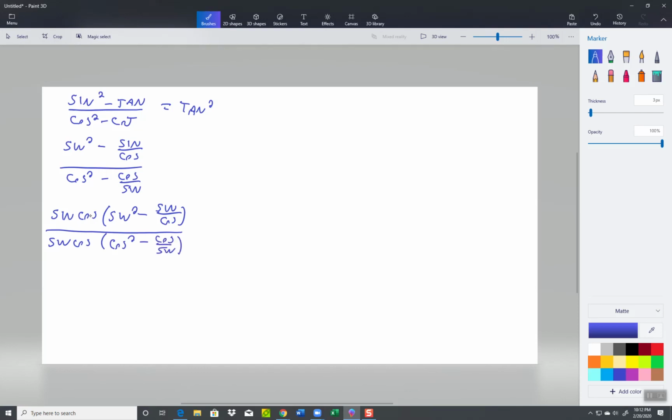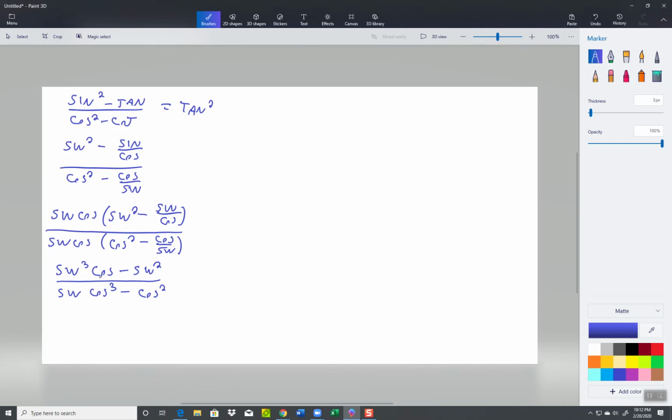Okay, so sine cosine times sine squared gives me sine to the third cosine. Sine cosine times negative sine over cosine, the cosines cancel. And I got minus sine squared. On the bottom, sine cosine times cosine squared gives us sine cosine to the third minus sine cosine times cosine over sine. The sines cancel, gives us cosine times cosine or cosine squared.